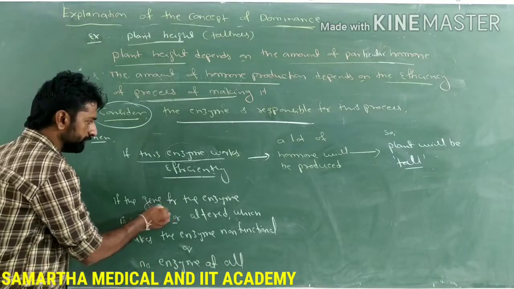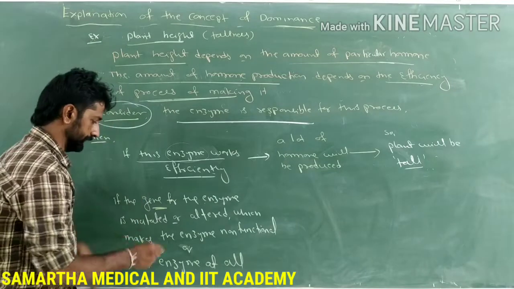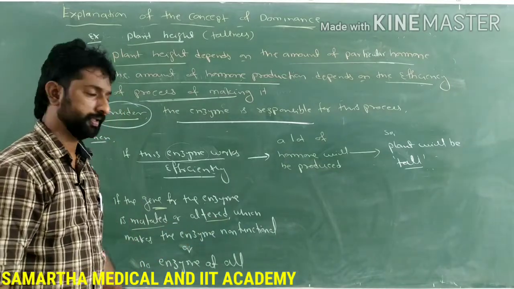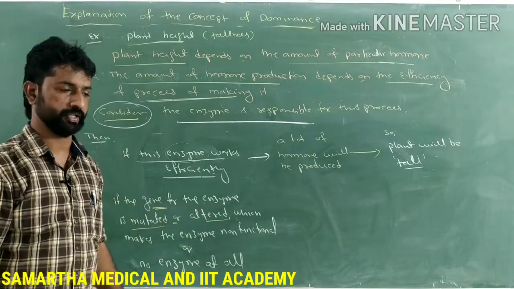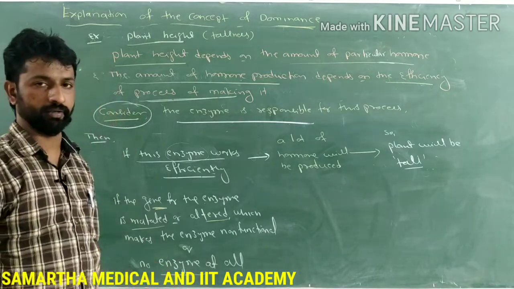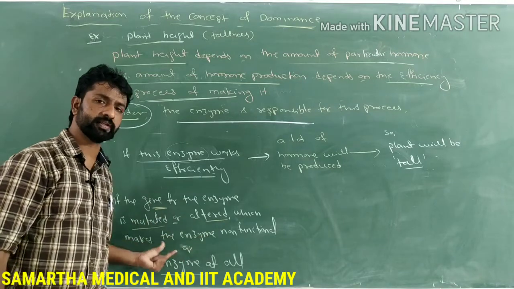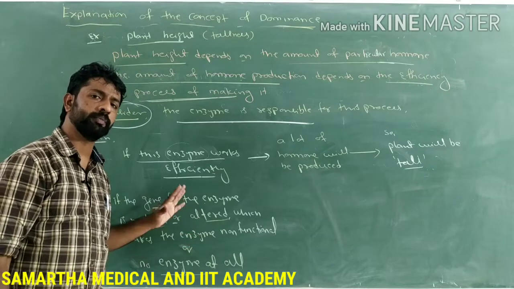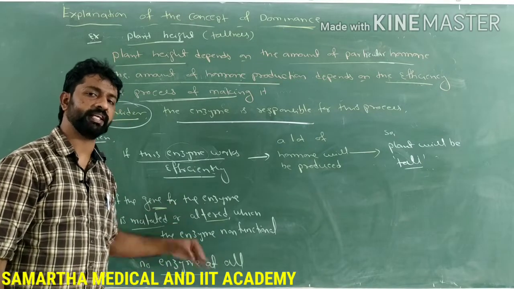If the gene which code for the synthesis of that enzyme is altered or mutated, then what happens? It may code for the synthesis of enzyme which is non-functional, or it may not code for the synthesis of any enzyme at all. So the mutated gene code for the synthesis of enzyme which is non-functional, or the mutated gene may not code for the synthesis of any enzyme at all.